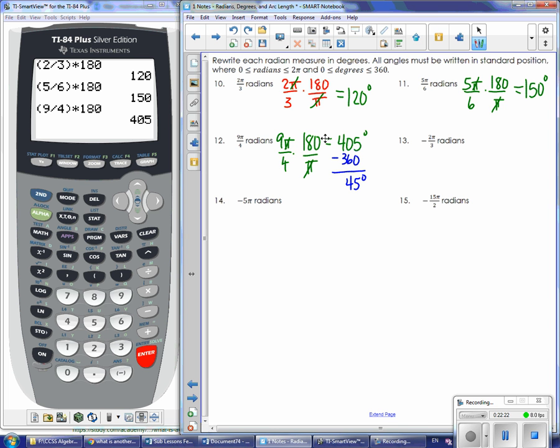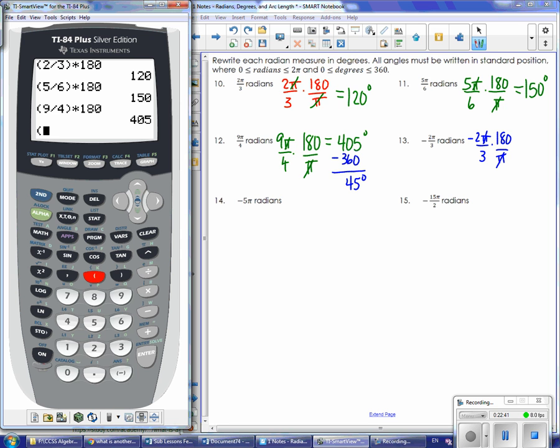In number 13, notice that we're starting off with something that's negative. Don't worry about the negative yet. We're going to change it to degrees and then add 360. So I'm going to keep the negative in there. So I've got negative 2 pi over 3, and I'm going to multiply by 180 over pi so that I can cancel those pi's. And then when I multiply, I'm going to do negative 2/3, I'm not changing anything yet, times 180. And I get negative 120 as my answer.